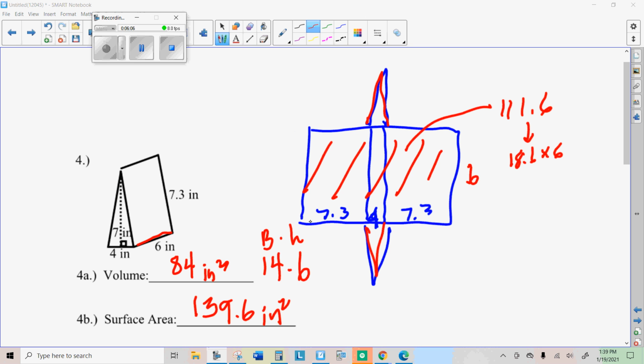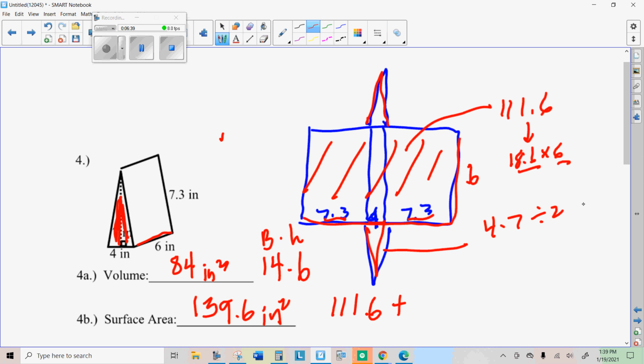All right, so I found this area by doing the perimeter of the base, which is 18.6 times 6, which is 1.6. Then I have to add 2 of the base areas. The base is this triangle, which is 4 times 7, which is 28 divided by 2, which is 14. And there's 2 bases, so 14 times 2. All right.